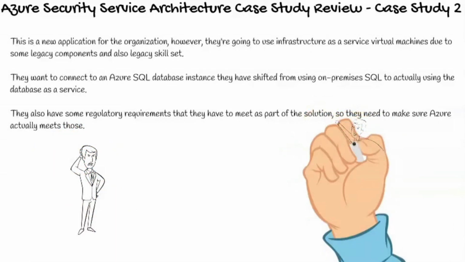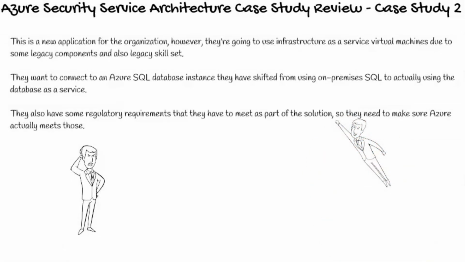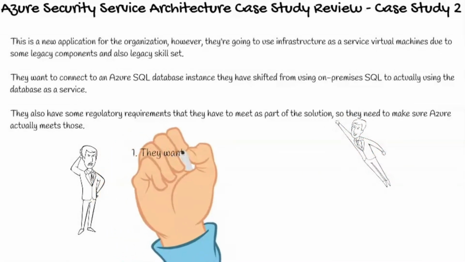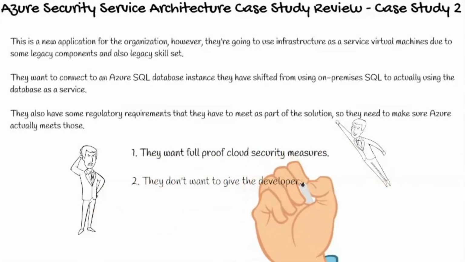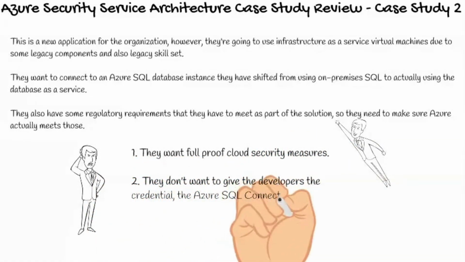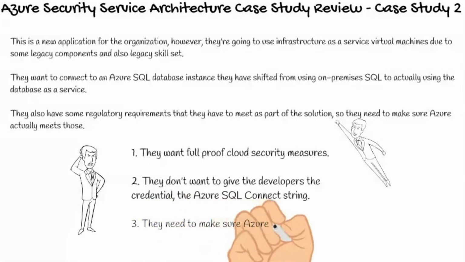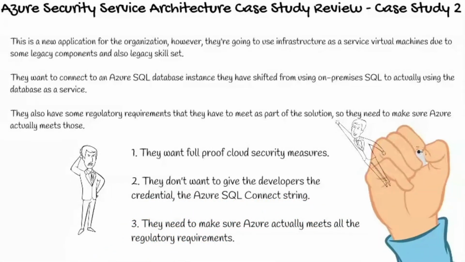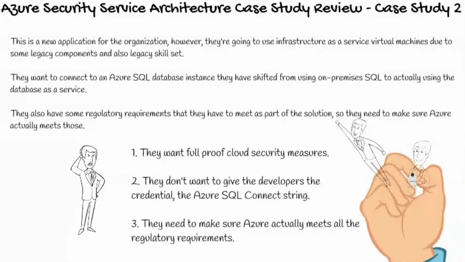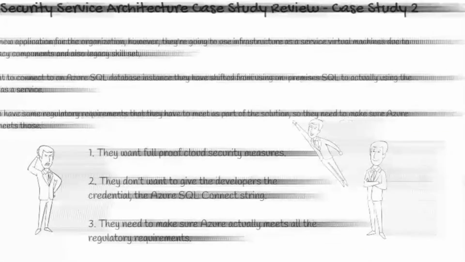John again comes to the rescue. He understands that the requirements here are that the client wants foolproof cloud security measures. The client doesn't want to give the developers the credential, the Azure SQL connection string. They need to make sure Azure actually meets all the regulatory requirements.